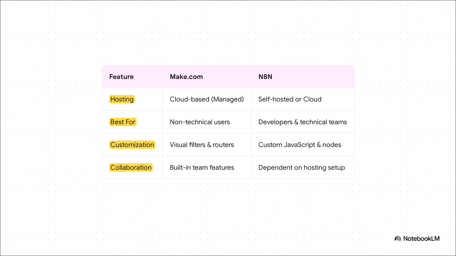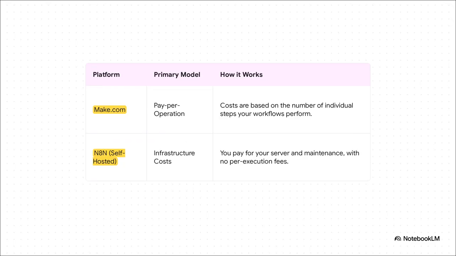For customization, Make uses visual tools, but with N8N you can write your own code. And finally, collaboration features are baked right into Make, but with N8N, it all depends on how you set it up. This difference really extends to their pricing too. Make.com, as we know, uses a pay-per-operation model, so your cost is directly tied to how much your workflows run. But with a self-hosted N8N, you don't pay N8N per execution. Instead, your only cost is for your own server and the time it takes to maintain it, which is a huge difference when you're trying to calculate the total cost.